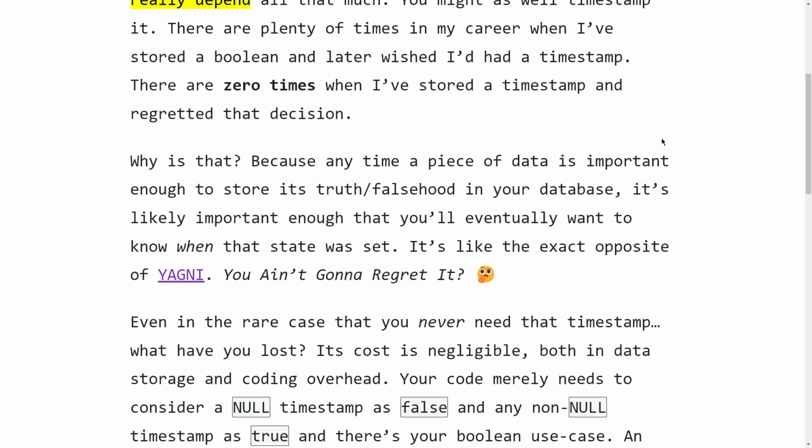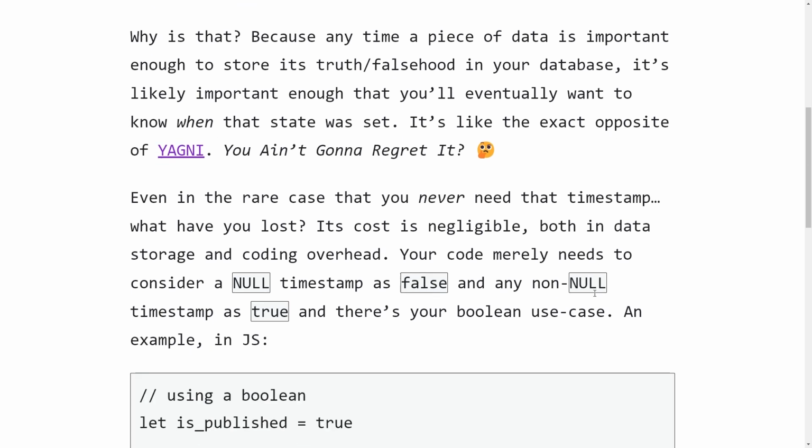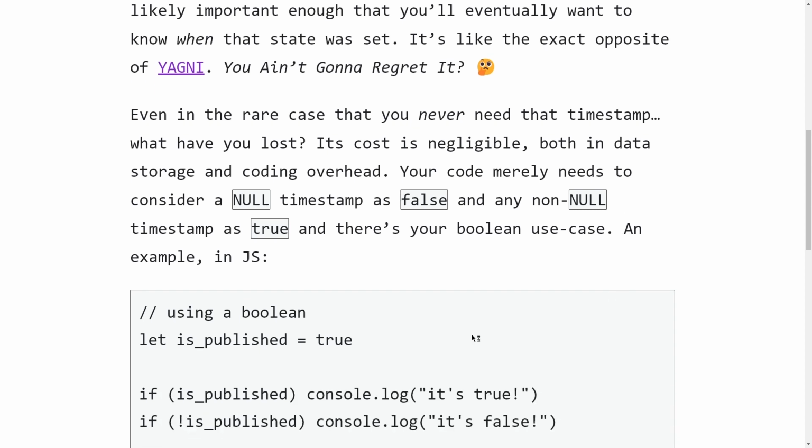Even in the rare case that you never need a timestamp, what you have lost, its cost is negligible, both in data storage and coding overhead. Your code merely needs to consider a null timestamp as false and any non-null timestamp as true, and there's your boolean use case. An example in JS.